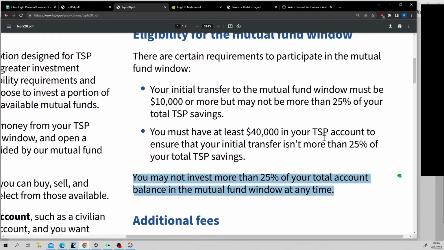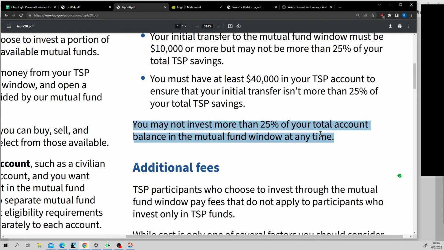You may not invest more than 25% of your total account balance in the mutual fund window at any time, which would seem to indicate that if you have $40,000, you transfer $10,000, and then your mutual fund window fund goes up more than what's in your normal TSP funds, then I don't know, maybe they take out money from your mutual fund window to put back into your normal TSP funds. We just don't know those answers right now. And oh, by the way, good luck calling them. The phone lines are absolutely jammed. That goes back to the negatives of this website relaunch.